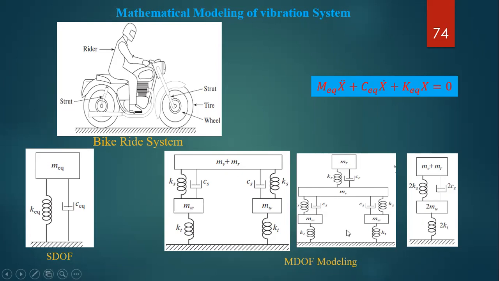So this is two degrees of freedom, more than one. The most usual representation is the simplified form, not such a complex one. Finally, we can get an equation of motion, which is m equivalent x double dot plus c equivalent x dot plus k equivalent x equals 0. Here m equivalent is the equivalent mass, c equivalent is the equivalent damping, and k equivalent is the equivalent stiffness of the whole system.